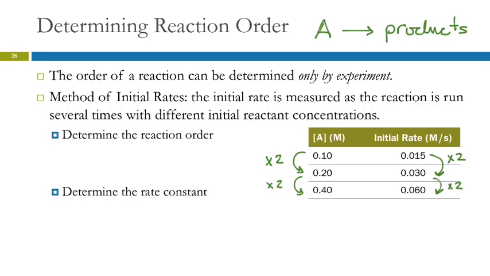The rate is proportional to the concentration. You double the concentration, you double the rate. If you cut the concentration in half, what do you think the rate would do? It would go down by half. What if you triple the concentration? The rate will triple. So this is a first order reaction. The rate is proportional to the concentration. So this is first order.